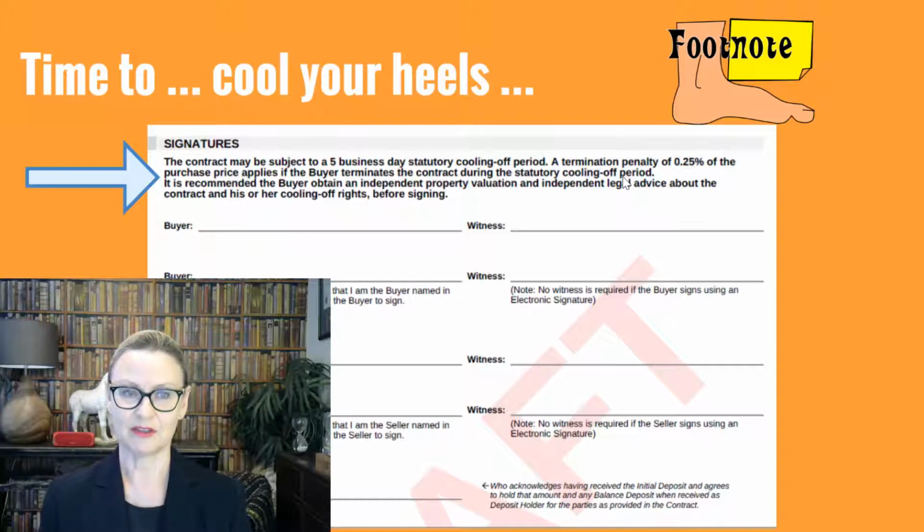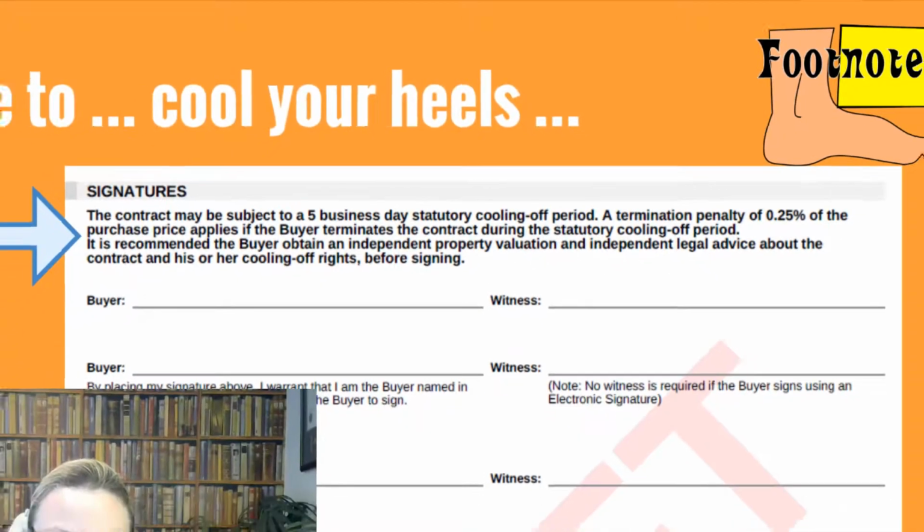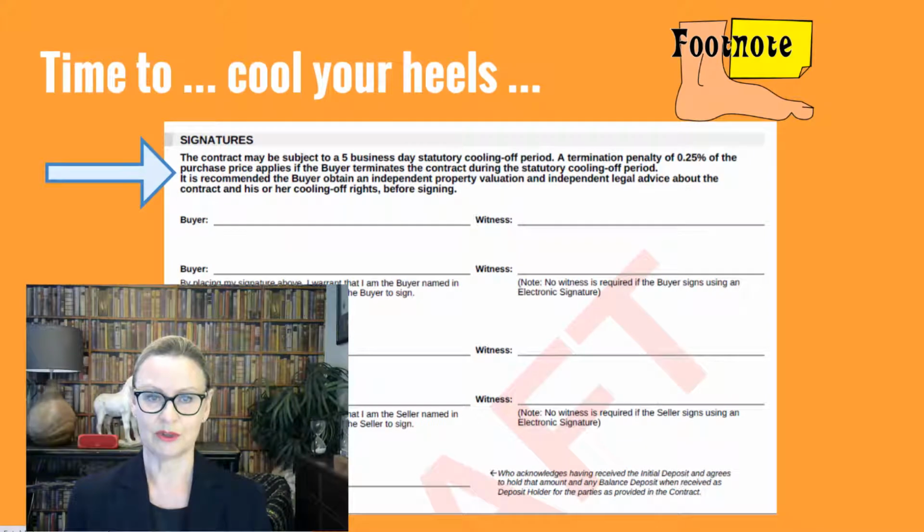And it's under the requirements of the legislation that it appears like this. But the warning says the contract may be subject to a 5 business day statutory cooling off period, termination penalty of 0.25% of the purchase price applies if the buyer terminates the contract during the statutory cooling off period. It's recommended the buyer obtain an independent property valuation and independent legal advice about the contract and his or her cooling off rights before signing.